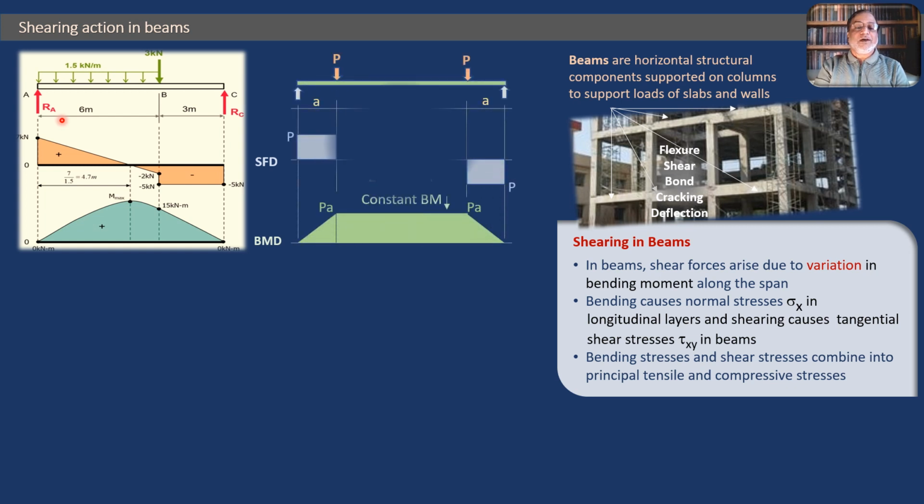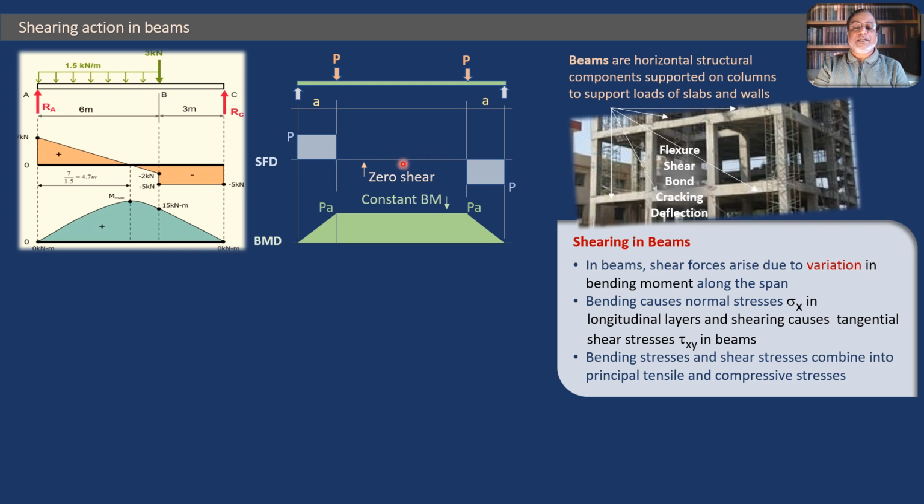Now let us see another example. This is also a beam, a simply supported beam carrying two point loads P and P, which are symmetric at a distance a from both the supports. Now if you draw the shear force and bending moment diagram of this beam, you will find that the shear force diagram has one rectangle here and another rectangle here, and this line will be the zero shear line. The shear force along this line will be zero.